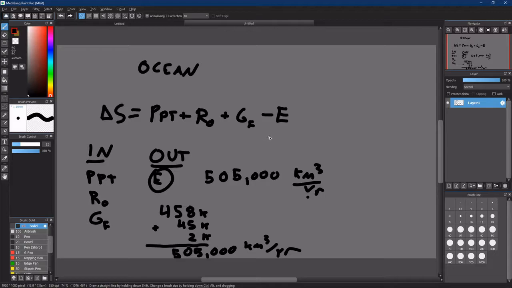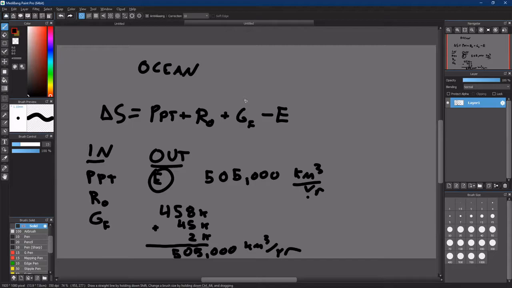So the two numbers from 14 and 15 should be equal, and as you see they are. 505,000 cubic kilometers per year are leaving the ocean as evaporation, and 505,000 cubic kilometers per year are entering the ocean through precipitation, runoff, and groundwater flow.